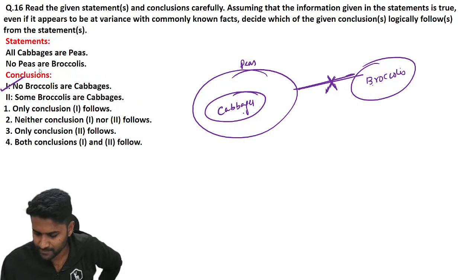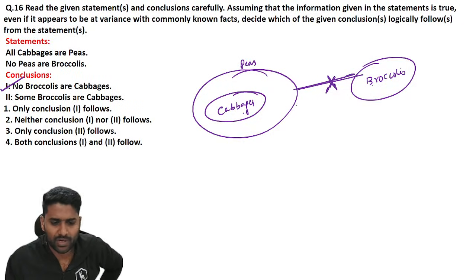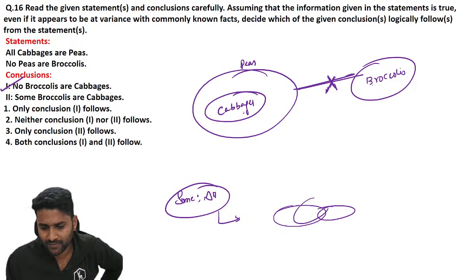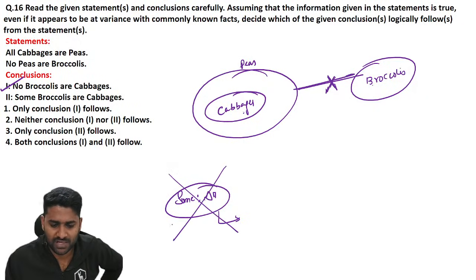It's valid data. Next one, some broccolis are cabbages. Guys, we cannot see any direct overlapping. For any conclusion related to all or some, we need a direct relation, meaning we need overlappings in the picture. If you don't see any overlapping, these conclusions never follow. So the answer is conclusion 1.